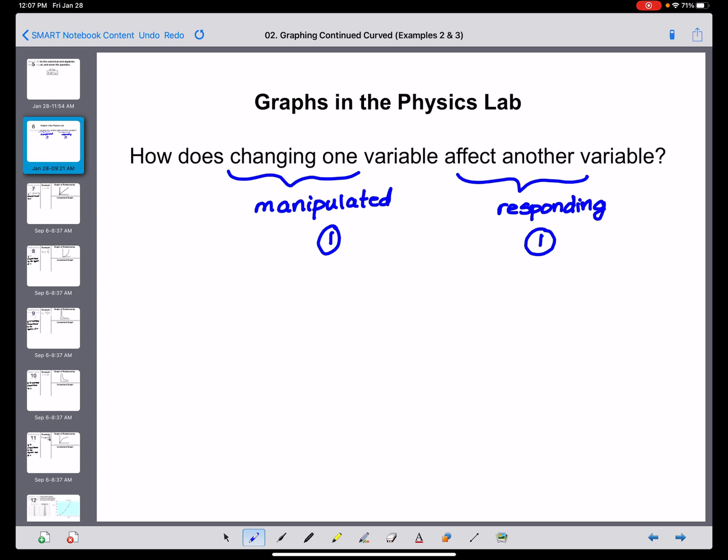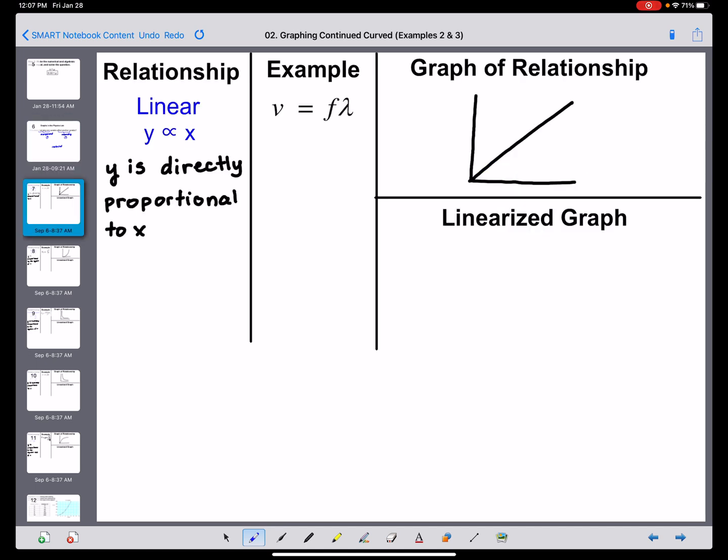Any other variables will stay the same, and we say that those have been held constant, and those are what we call controlled variables, and you are allowed to have more than one controlled variable. So let's say that we're investigating this relationship here in the lab. I've just put a star beside where I want you to look. So we have the formula v equals f lambda. This letter here is the Greek letter lambda.